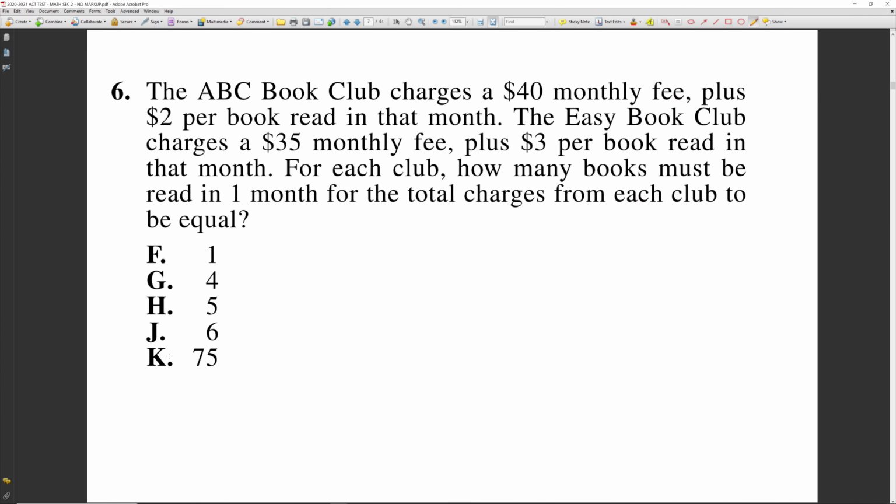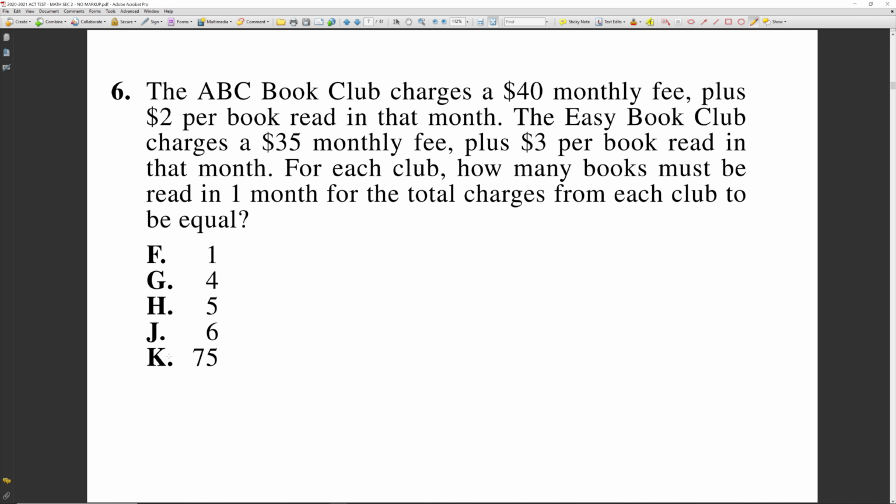6. For each club, how many books must be read in 1 month for the total charges from each club to be equal? Okay, let's keep that in mind. The ABC Book Club charges a $40 monthly fee plus $2 per book read in that month. The Easy Book Club charges a $35 monthly fee plus $3 per book read in that month. For each club, how many books must be read in 1 month for the total charges from each book club to be equal?